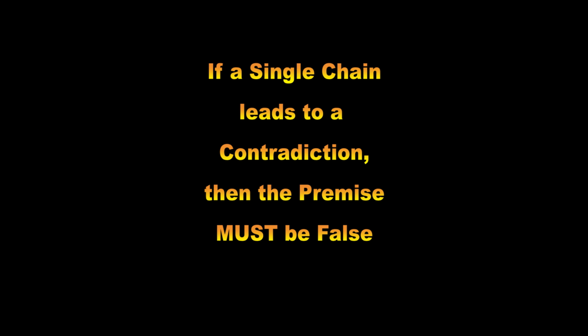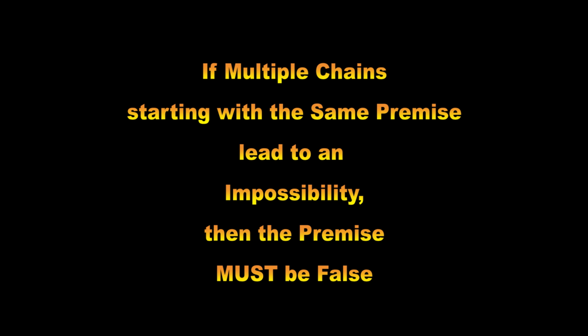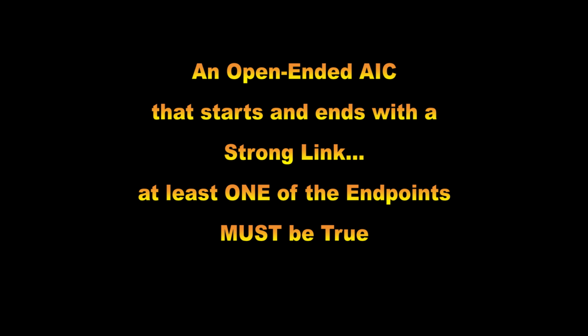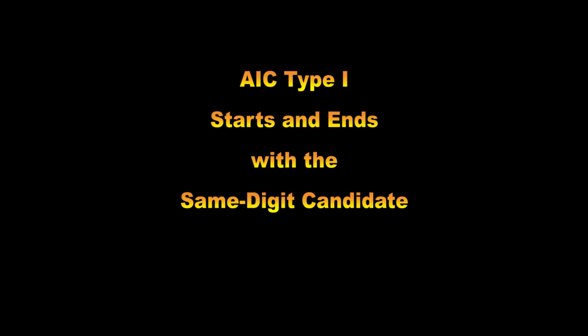On the other hand, if a single chain leads to a contradiction, then the premise must be false. And likewise, if several chains starting with the same premise lead to all candidates being eliminated from a single cell, or lead to all instances of a particular candidate being eliminated from a house, then again, we will know that that premise must be false, as this result would be an impossibility. And lastly, when we have an open-ended AIC that starts and ends with a strong link and is reversible, i.e. it will make sense by starting on either end, then we will know with absolute certainty that at least one of the endpoint candidates must be true. And if those endpoints are the same digit, then we can eliminate all other instances of that same digit candidate that can see both ends of the chain. This is the case for an AIC Type I.